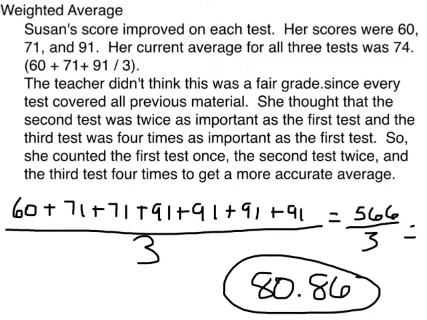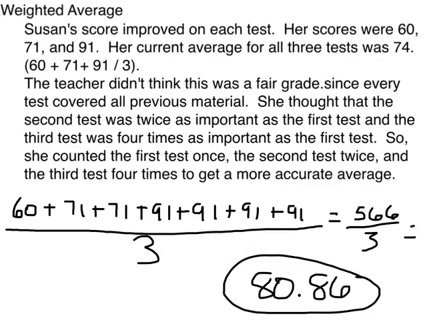Okay, and weighted average, this is important for you to know because most teachers, when you get to high school and college, are going to use weighted average systems to figure your grades, your GPA. So let's look at that. Susan's score improved on each test. Her scores were 60, 71, and 91. Her current average for all 3 tests was 74. And that's if you do the way we've been doing for average. You add the 3 test scores and divide by 3.